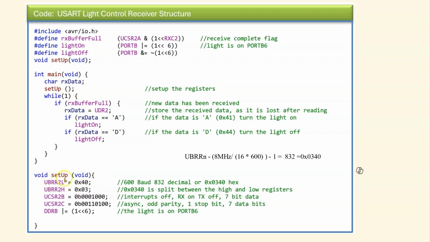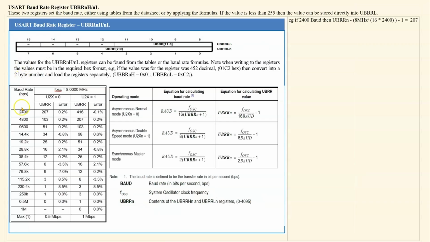So now in the setup, we are looking at the baud rate registers. We're doing 600 baud. So the first thing is just check the table to see if there is a figure for that. So looking at the table I have here, this is from the data sheet. They only go down to 2400 baud. So we have to use the formula shown here to work out what the baud rate registers will be for 600 baud.